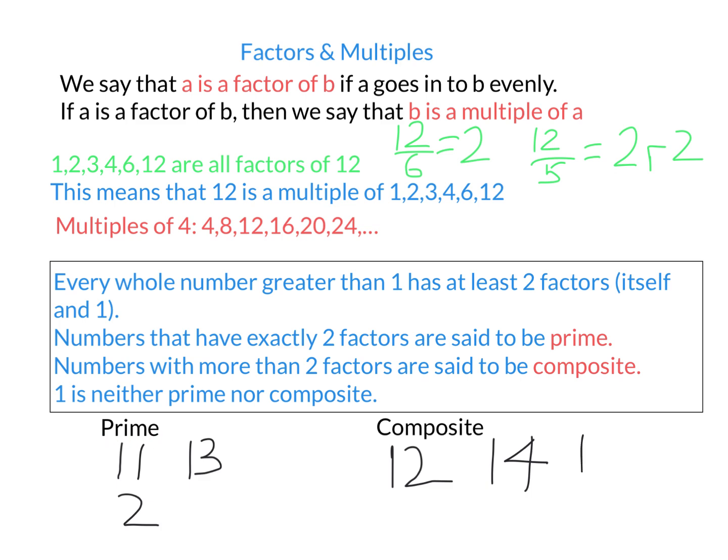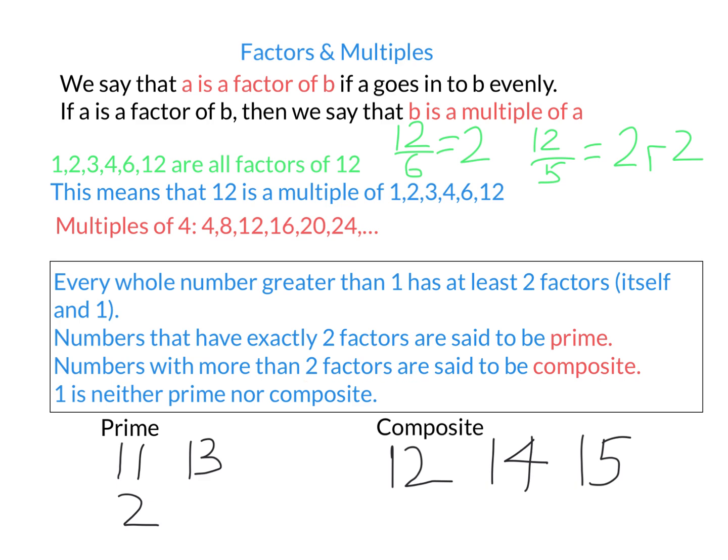An example is 15. 15 is odd, but it is definitely not prime because it has factors other than itself and 1, namely 3 and 5. 15 actually has 4 factors: 1, 15, 3, and 5. Because it has more than 2 factors, it is composite.